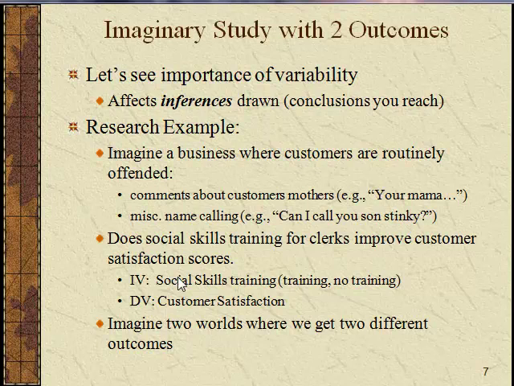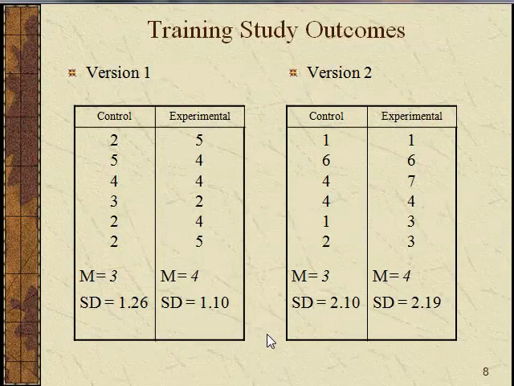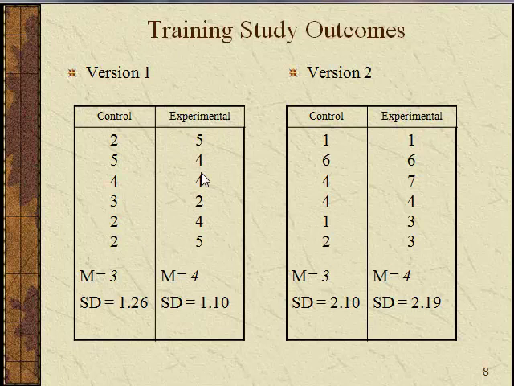So the independent variable, the thing you're manipulating, the thing you're changing among the groups, is to either get training or no training. Those are the levels. The dependent variable is how satisfied customers are after an encounter with one of your clerks. So let's imagine two different worlds where we get two different outcomes. So in version 1 here, you have the control outcome and the experimental outcome, the same in version 2. So here in version 1, you'll notice there's a difference between the two groups, and there's a difference between the two groups over here.